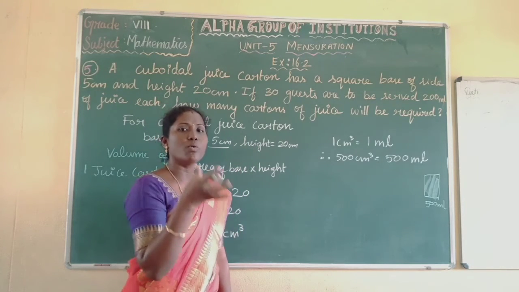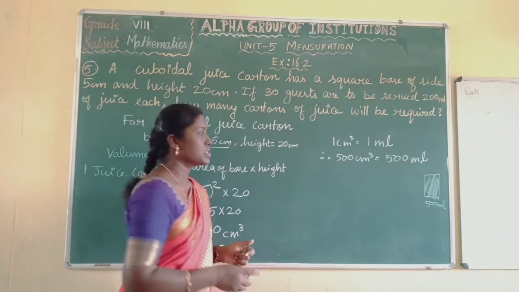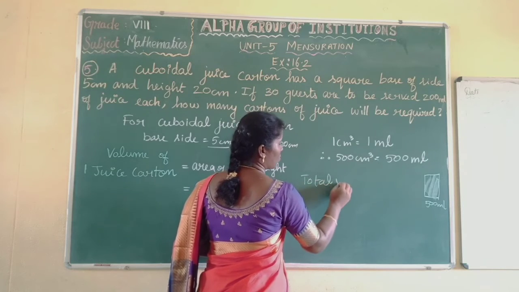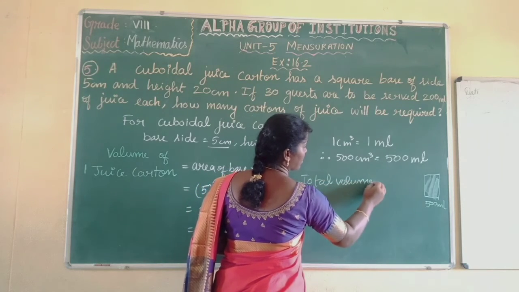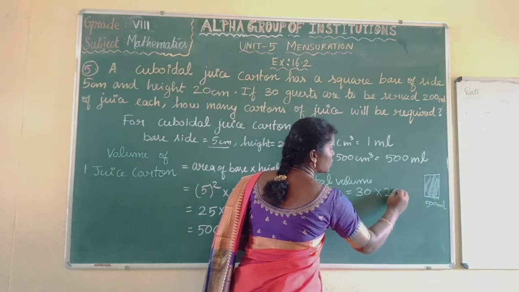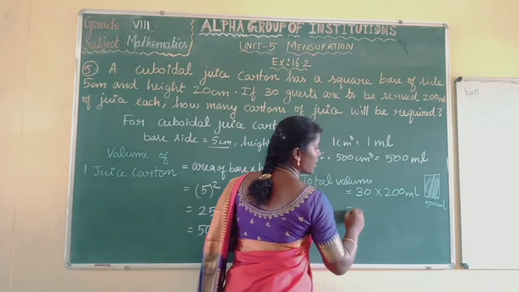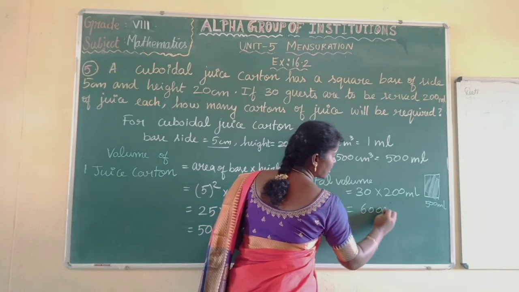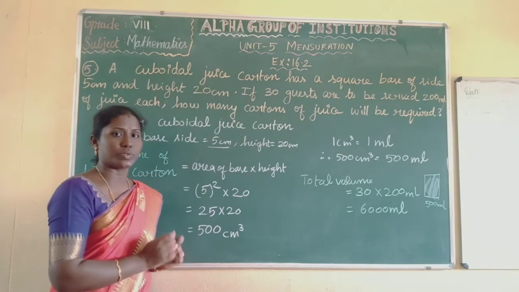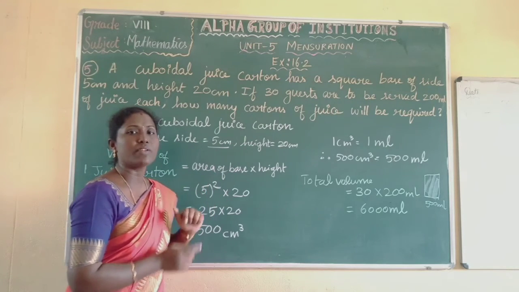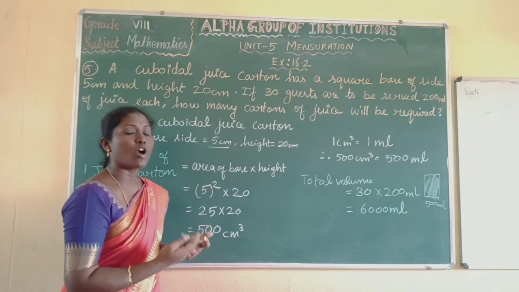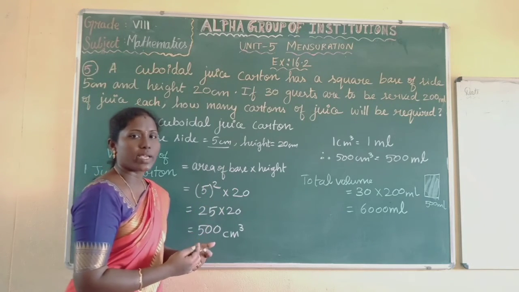Now the question is, for 30 persons we have to serve 200 ml. First we have to know how much capacity we need. So we are going to find the total volume or total capacity. That is 30 into 200, which is 6000 ml. So in total we need 6000 ml of juice. But one carton contains only 500 ml of juice.